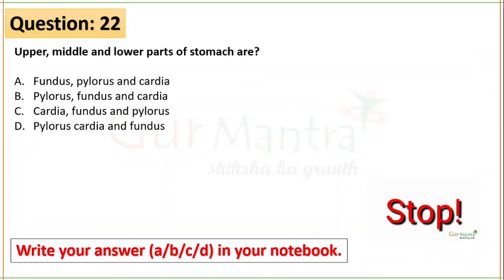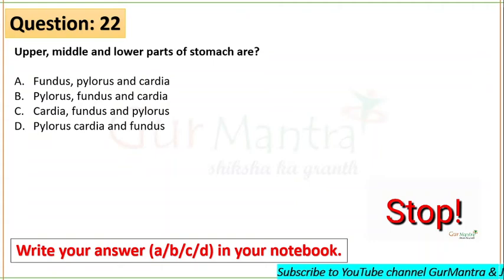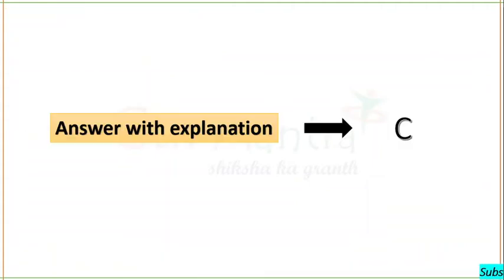The upper, middle, and lower parts of the stomach are the cardia, fundus, and pylorus. C is your right option. Next question is on your screens.